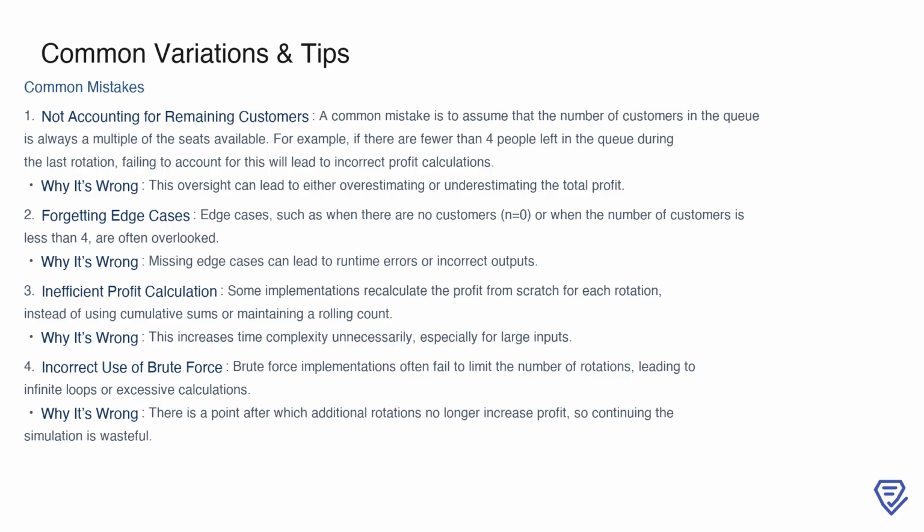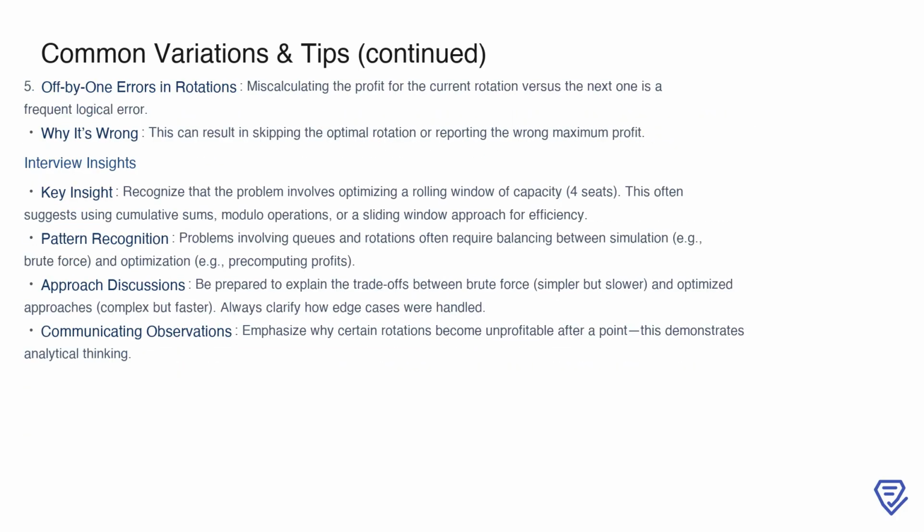Lastly, brute force solutions often fail to impose limits on the number of rotations, leading to excessive computations or even infinite loops. Knowing that additional rotations eventually stop increasing the profit can help avoid wasteful operations. A subtle but frequent mistake is off-by-one errors when calculating profit for the current rotation versus the next. Misaligning these calculations can cause the solution to skip the optimal rotation or misreport the maximum profit entirely.